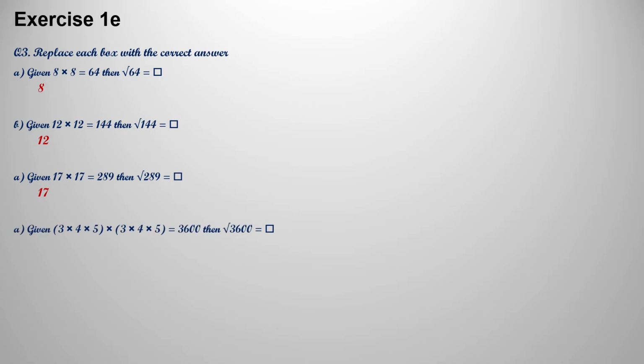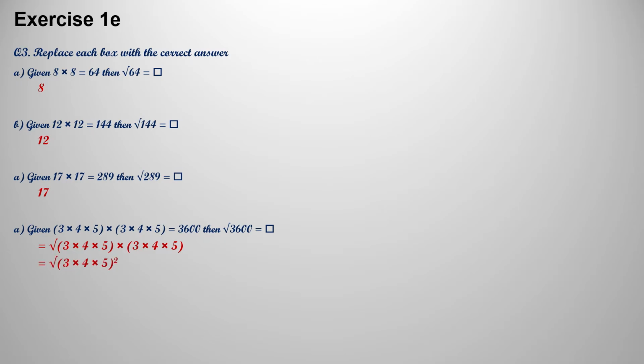And how about this last question? 3 into 4 into 5 into 3 into 4 into 5 is equal to 3600. Then the square root of 3600 is equal to what? It's a long statement, it's not a complicated one. So you start by putting that under the square root. 3 into 4 into 5 into 3 into 4 into 5. It's already in the pair form.